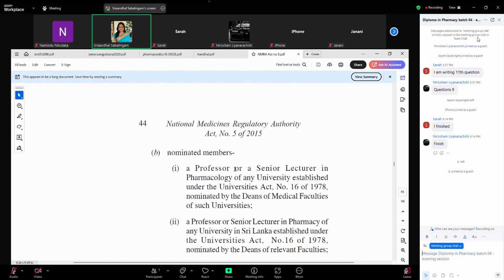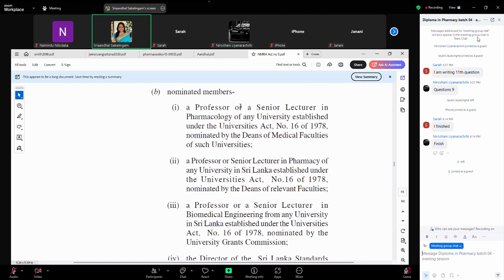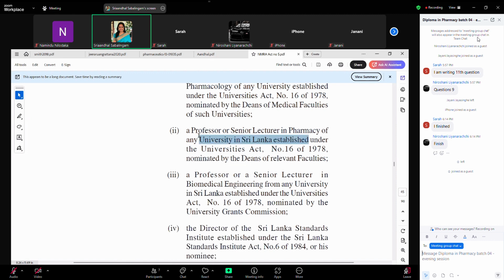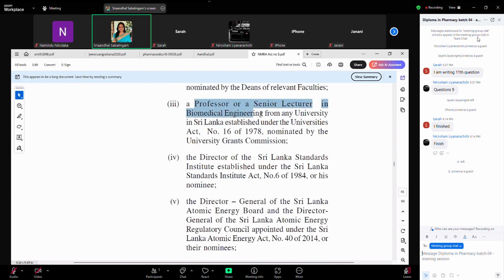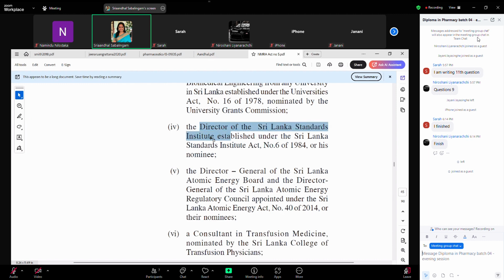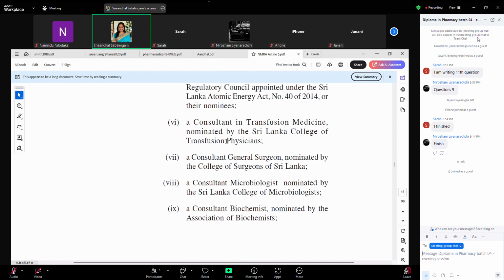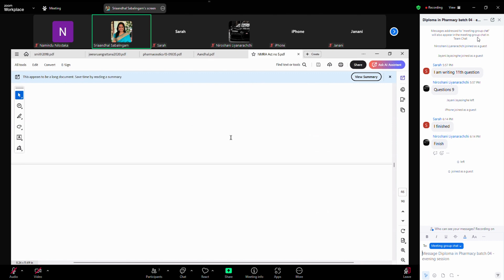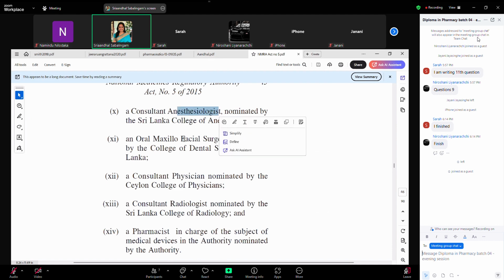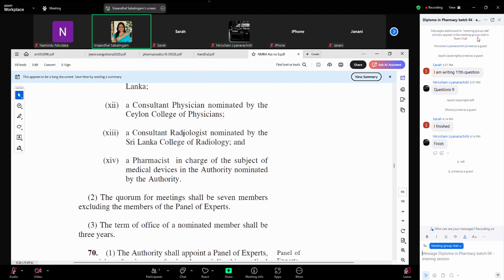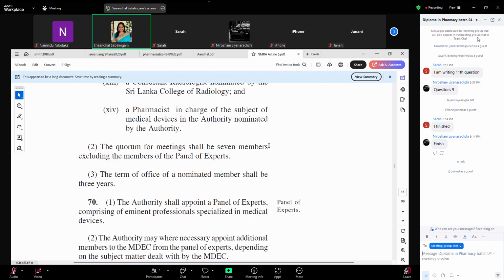And nominated members, just the same as for the medicine: a senior professor or senior lecturer in pharmacology, a professor or senior lecturer in pharmacy, and a professor or senior lecturer in biomedical engineering. That's an additional one not in the medicine committee. And the Director of the Sri Lanka Standards Institution, SLSI, and the Director General of the Atomic Energy Board, right? And a consultant in transfusion medicine, general surgeon, microbiologist, biochemist. If you check the medicine committee, these people are not there. An anesthesiologist, oral maxillofacial surgeon, dental surgeon, physician, radiologist, because of anything related to radiopharmaceuticals, right? And a pharmacist in charge of the medical devices. The quorum contains 7 members and the nominated members' time period is 3 years, right?